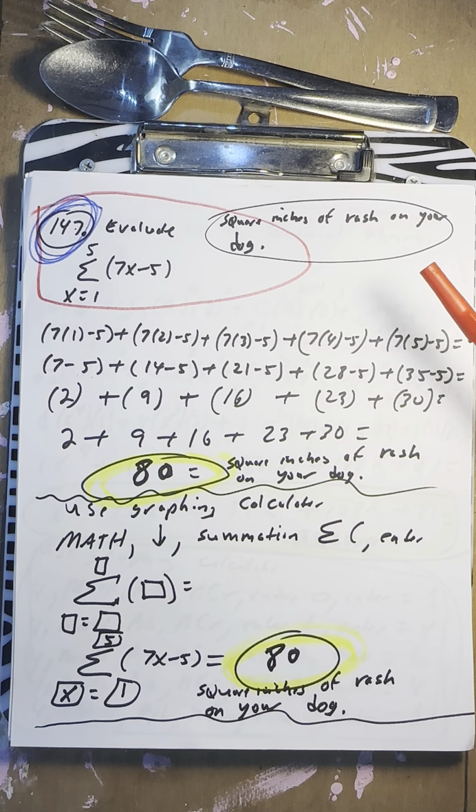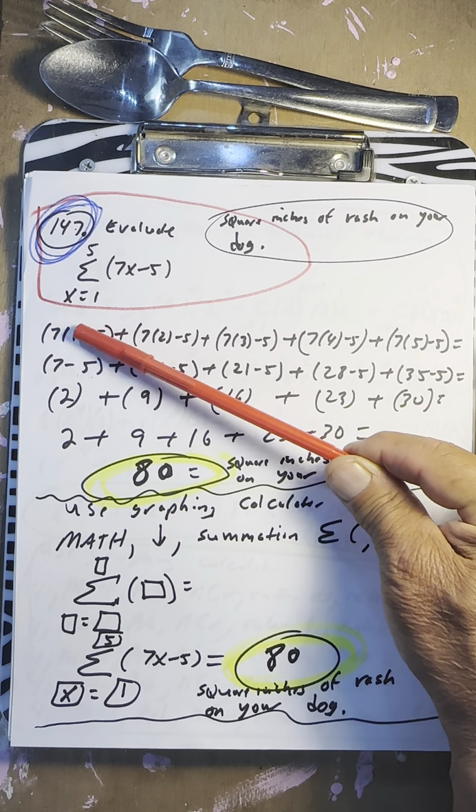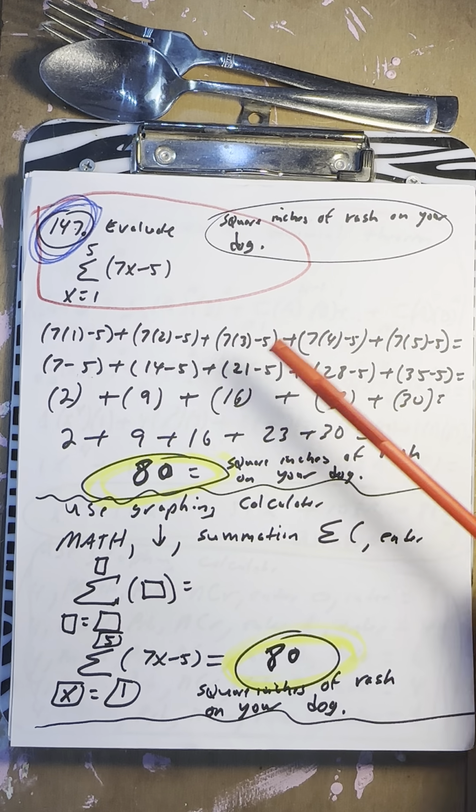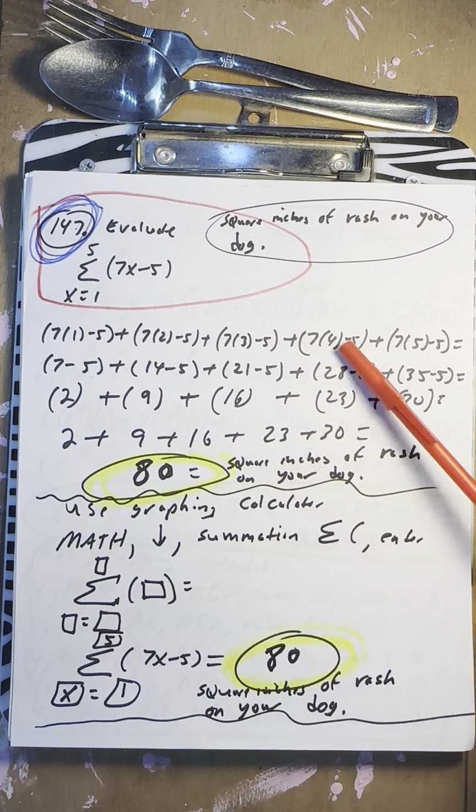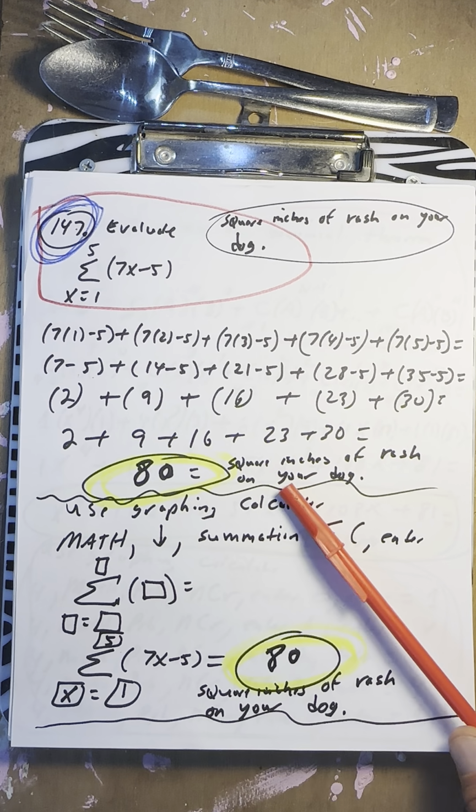Okay. Find the sum. Alright, so one way to do it, you can put the number 1. Start 1 in there. 7 times 1, 7 times 2, 7 times 3, 7 times 4, 7 times 5. Start working it out. Do the arithmetic parts. And then you're going to get 2 and 9 and 16 and 23 and 30. Add them all together, you get 80.